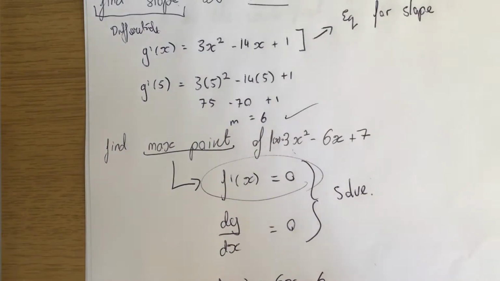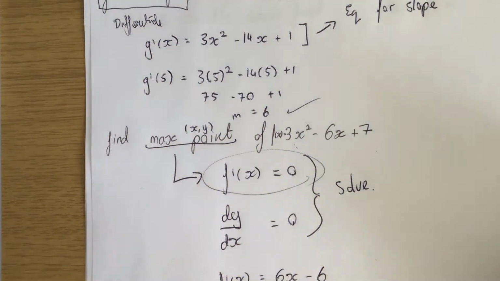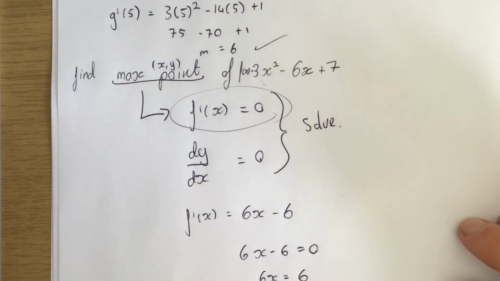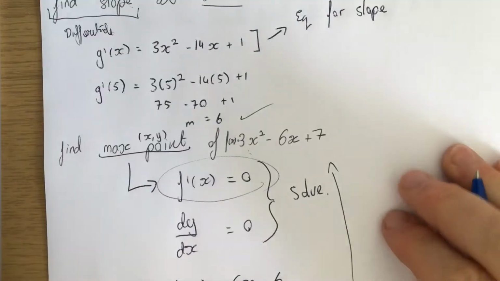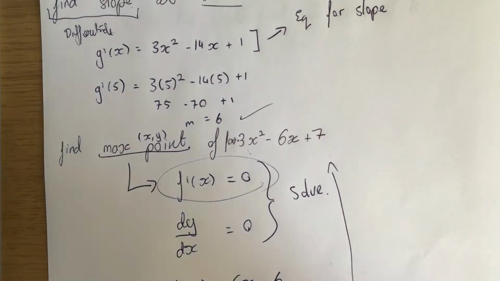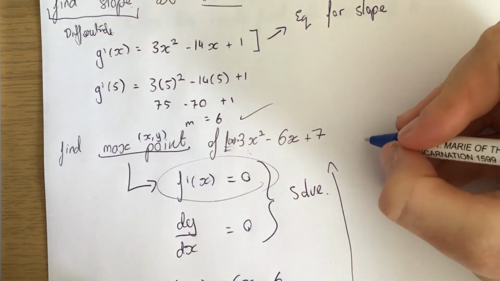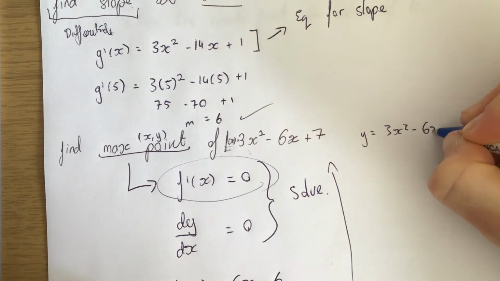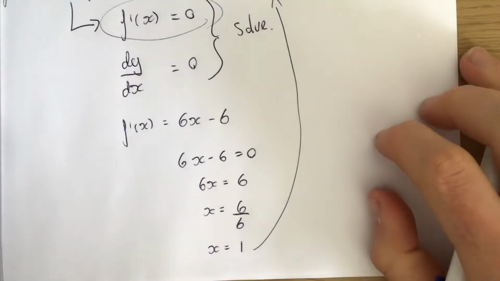Now, it asks for a maximum point. Now, for a maximum point, we would always have an x and a y, so x comma y, and we've seen that loads. So we now know our x value is 1, but we need to find our y value. So how we do this is I'm going to take x equals 1, I'm going to bring it back up here to your function. Now, f of x is kind of a fancy way of writing y. So this could also be y equals 3x squared minus 6x plus 7, where I'm going to sub in my value of x equals 1.